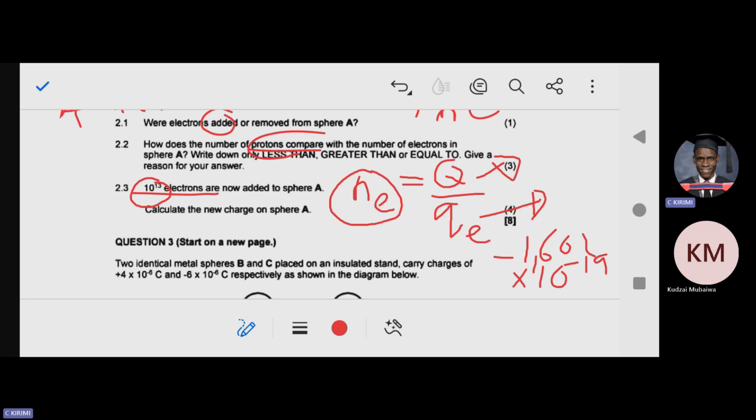Because the question says, what is the new charge of sphere A? So we are going to use that formula, new charge, Q new, is equal to Q1 plus Q2 divided by 2. In the first place, what is this charge which was transferred by 10 to the power 13 electrons? Here what you were given was the number of electrons, Ne. So you were supposed to calculate Q, the big Q. Calculate that Q and tell me what you get. Yes, I'm still calculating.